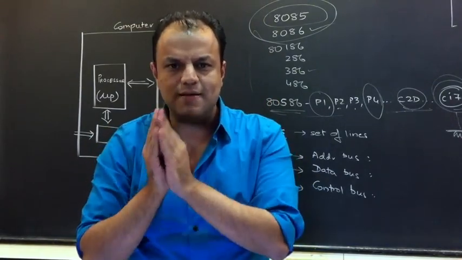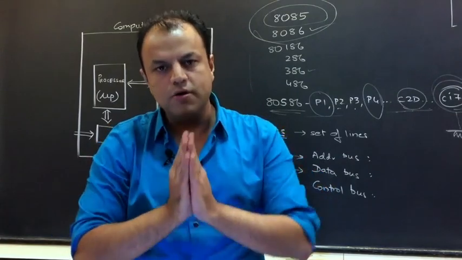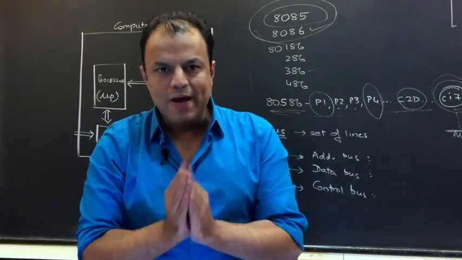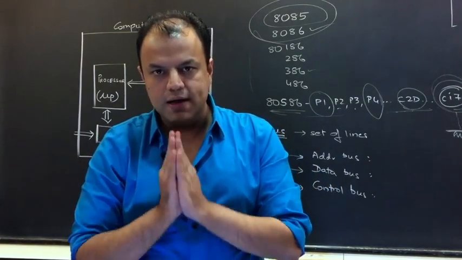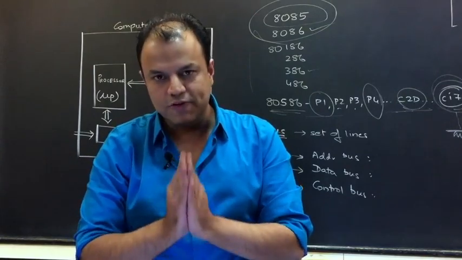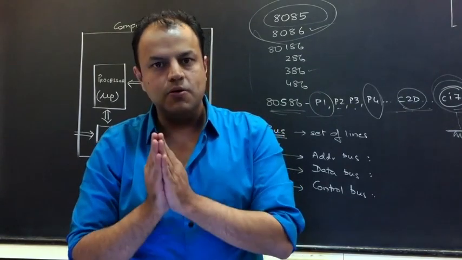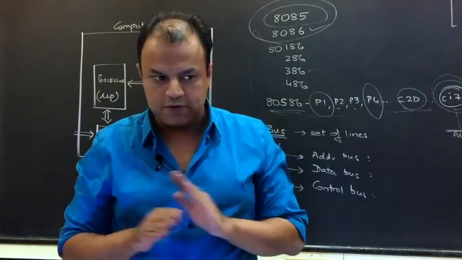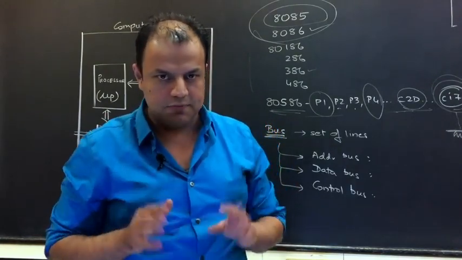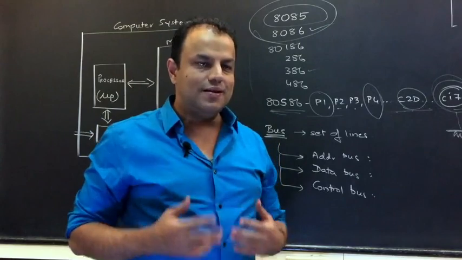Primary memory means RAM and ROM. So I will not repeat this again and again. When I say the word memory throughout learning 8085 and 8086, you are talking about RAM and ROM. Are we clear about this? Nothing else. The only memories that we are interested in are primary memory, that is RAM and ROM.